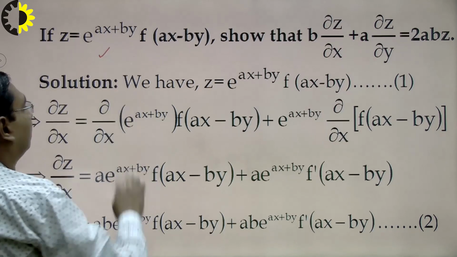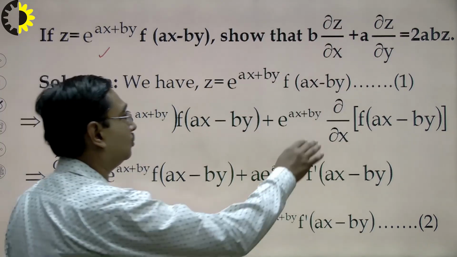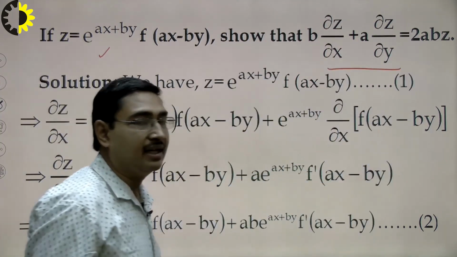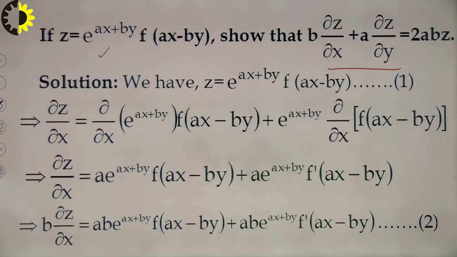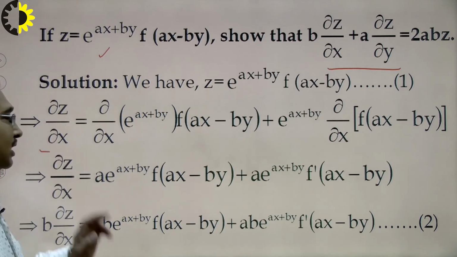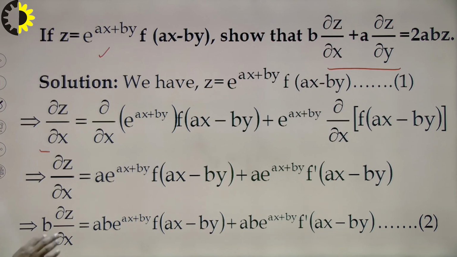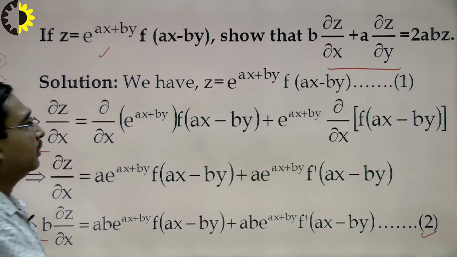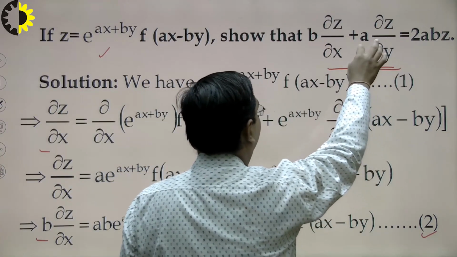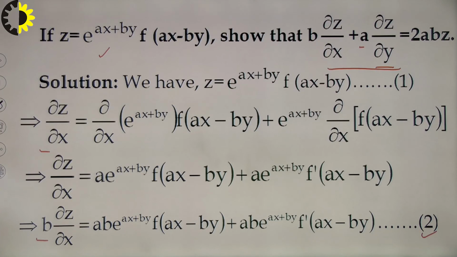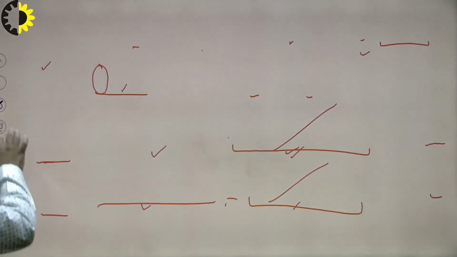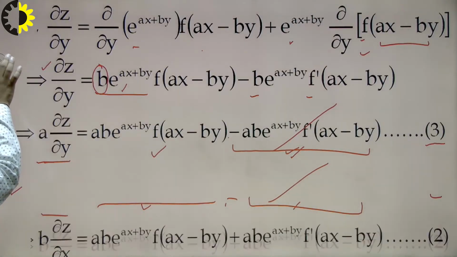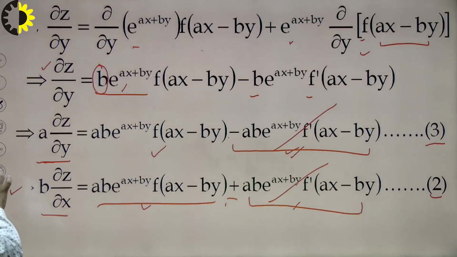This z was given. We were trying to show that b del z over del x plus a del z over del y equals twice abz. First I calculated del z over del x and multiplied the result by b. It was called equation 2. Then I calculated del z over del y and multiplied the result by a. It was called equation 3.